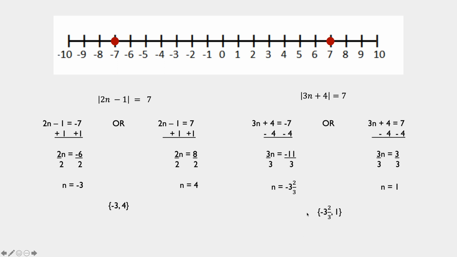Okay, so maybe 3n plus 4 equals negative 7, or maybe 3n plus 4 equals positive 7. Solve them each individually. Minus 4, I get negative 11, divided by 3, and I get negative 11 thirds, which is negative 3 and 2 thirds.